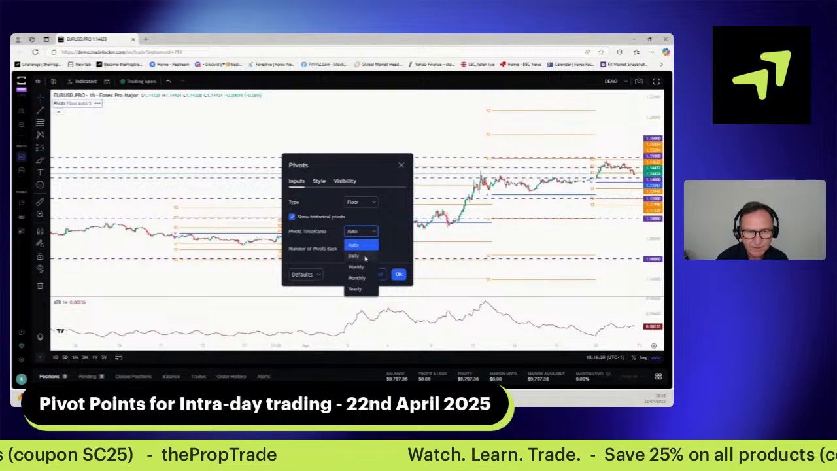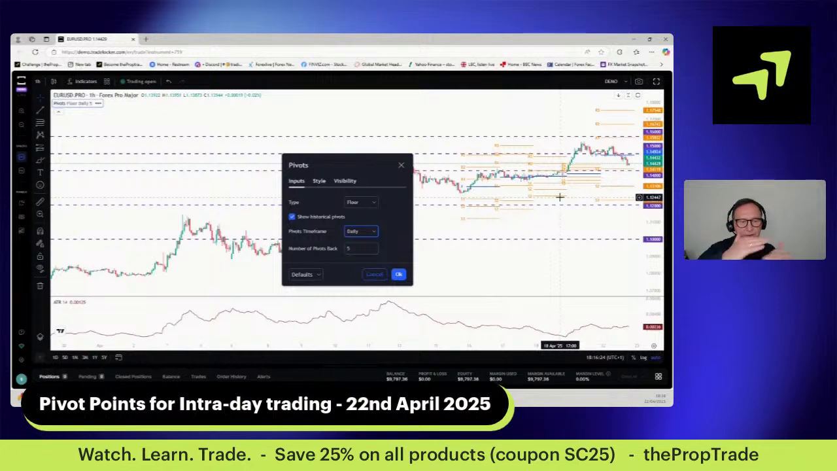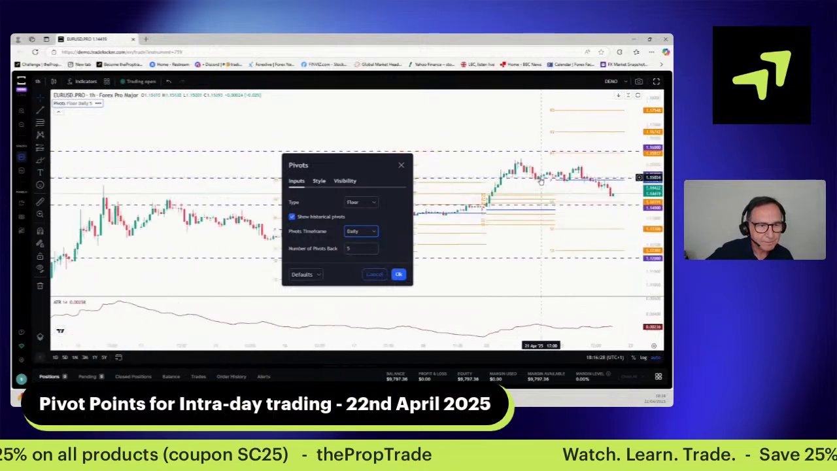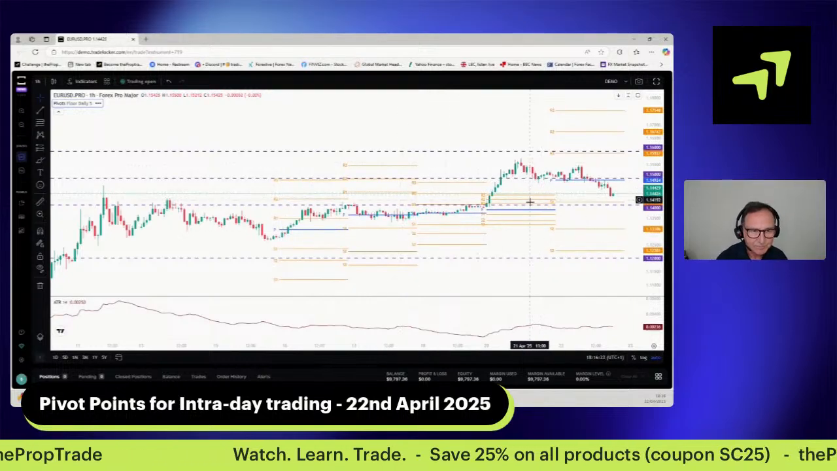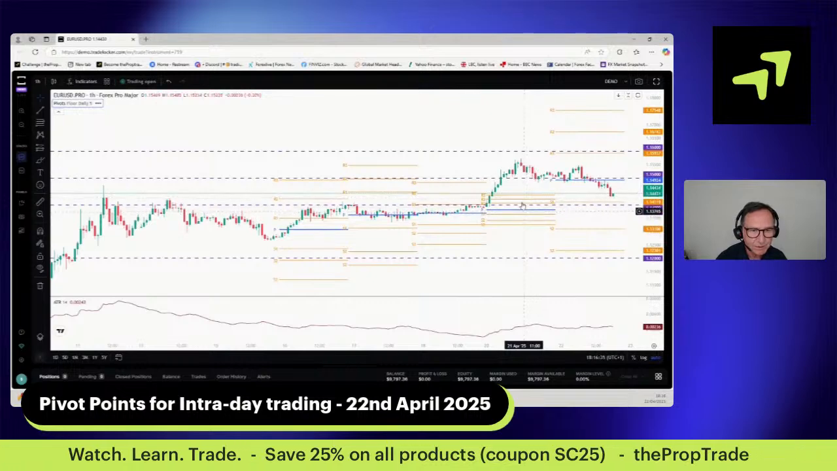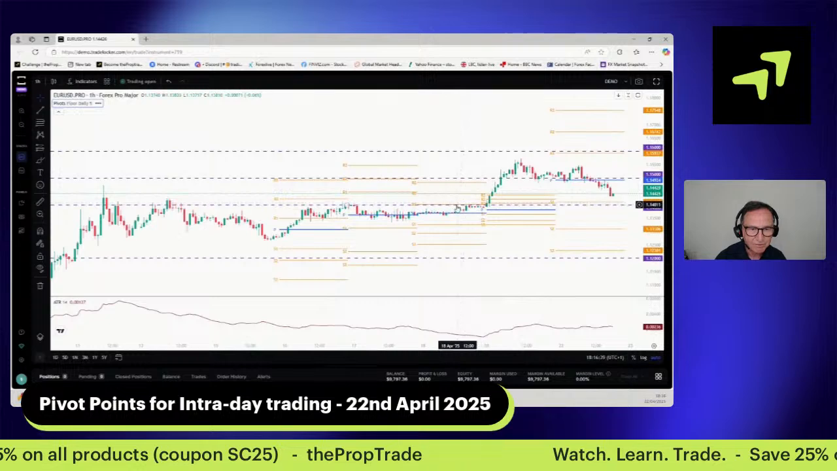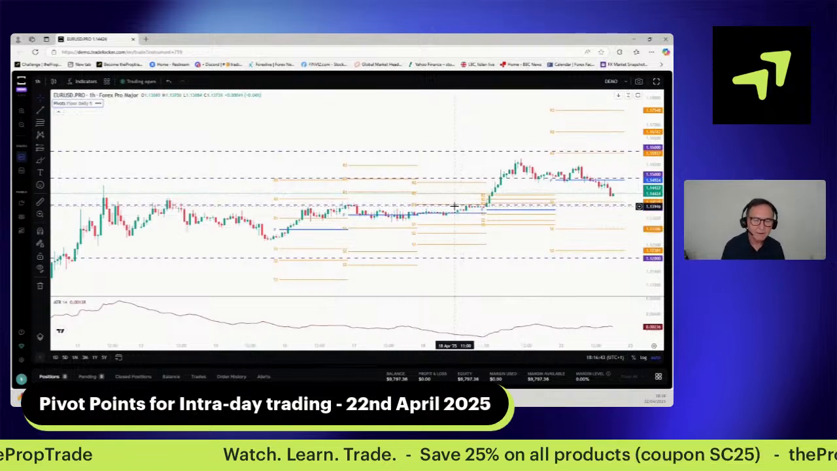Okay, so we just move that to the daily. You can see we're just calculating on the previous day's action. Actually, let me just get rid of that. You can see yesterday how compressed it was. That's because there hadn't been much action the previous day. It had been very, very tight on Good Friday. Very little action going on.